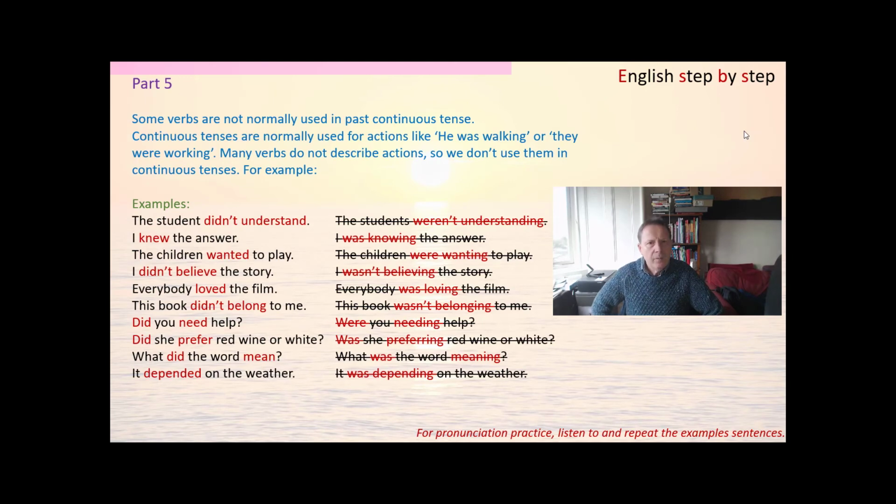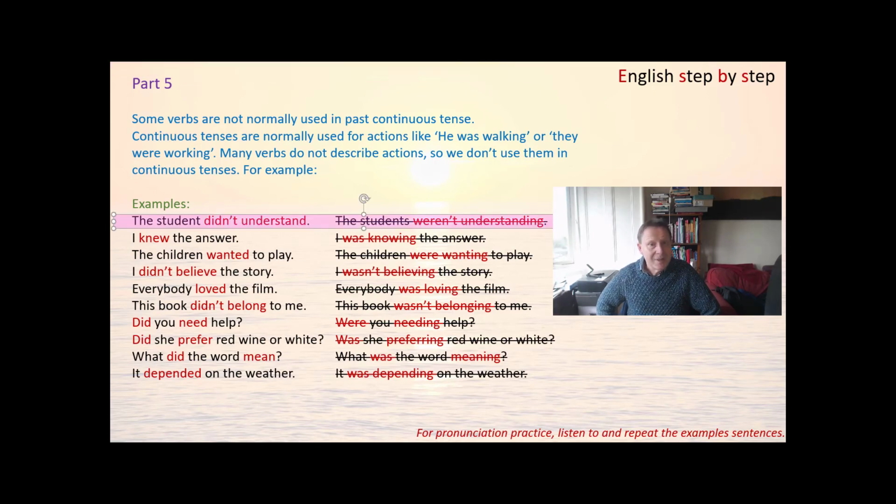Now, some verbs are not normally used in the past continuous tense. In fact, they're not normally used in any continuous tense. Past continuous, present continuous, future continuous. Continuous tenses are normally used for actions like he was walking, they were working. So these are dynamic verbs. Many verbs do not describe actions, so we don't use them in continuous tenses. So let's look at some examples.